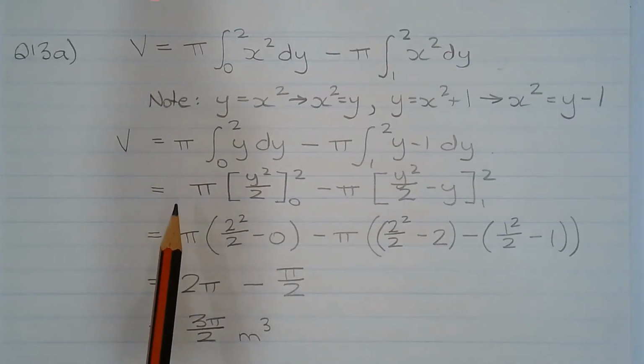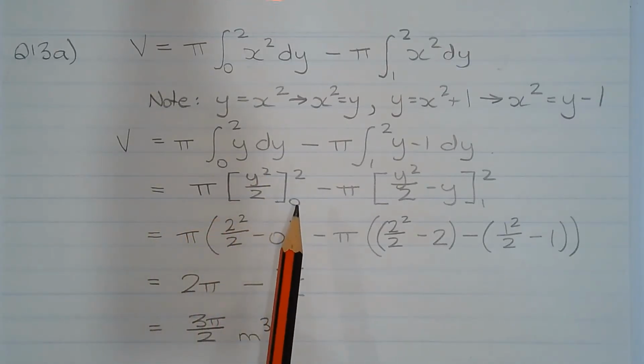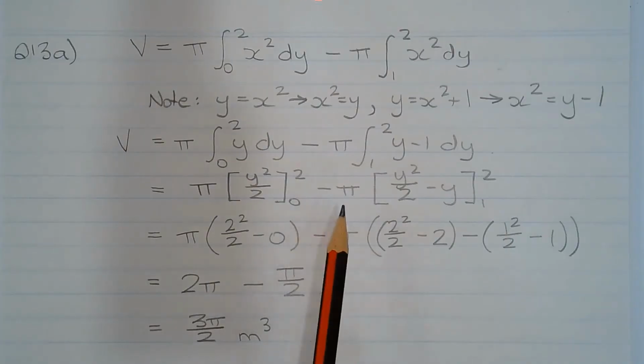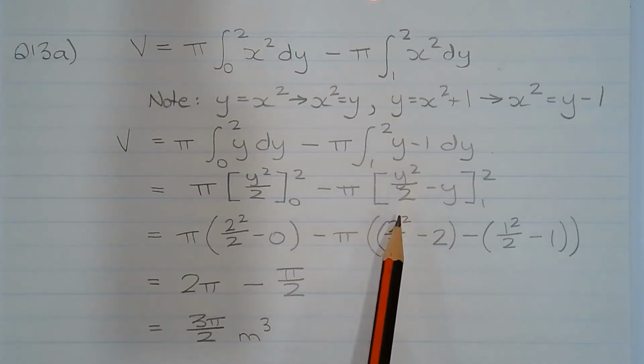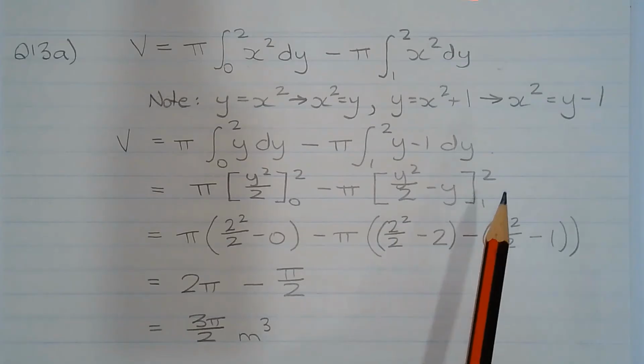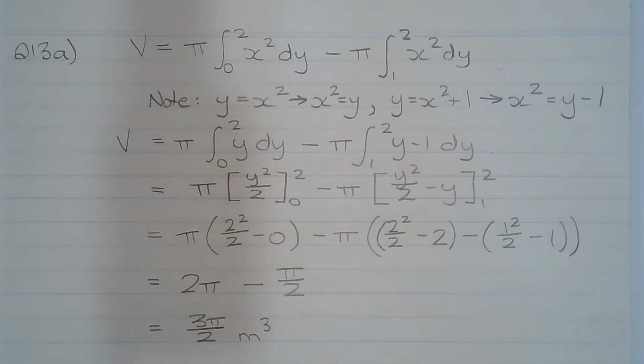And that equals pi multiplied by y squared over 2 from y equals 0 to y equals 2 minus pi multiplied by y squared over 2 minus y from y equals 1 to y equals 2. Applying the limits of integration, we have pi multiplied by 2 squared over 2 minus 0 minus pi multiplied by (2 squared over 2 minus 2) minus (1 squared over 2 minus 1). And that evaluates to 2 pi minus pi over 2, which equals 3 pi over 2 cubic meters.